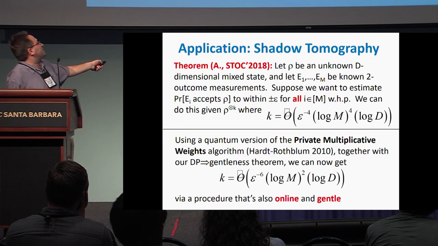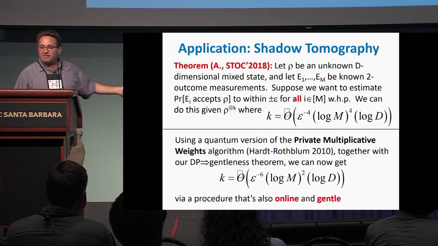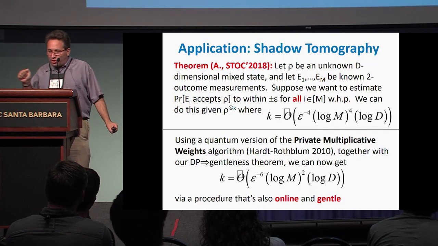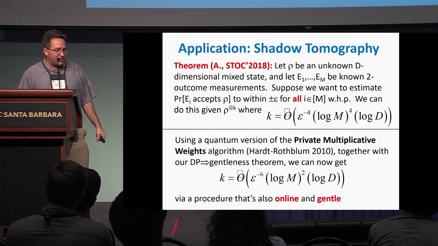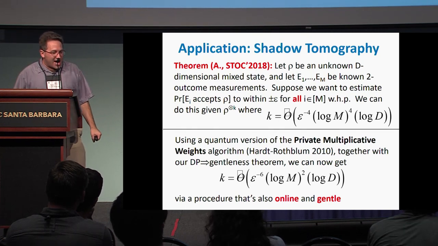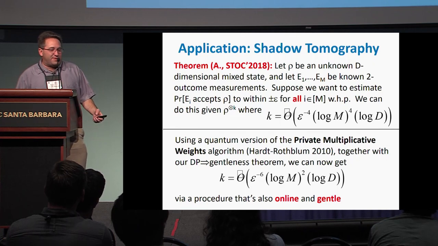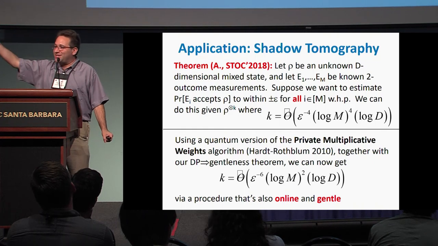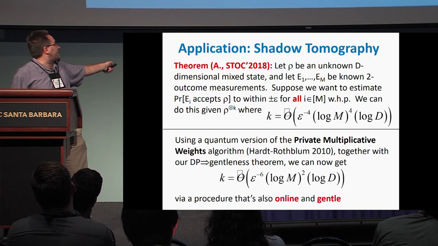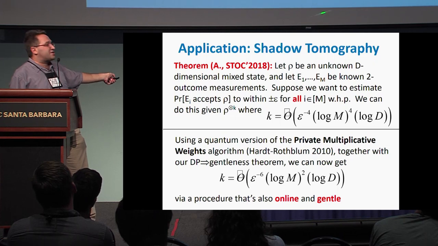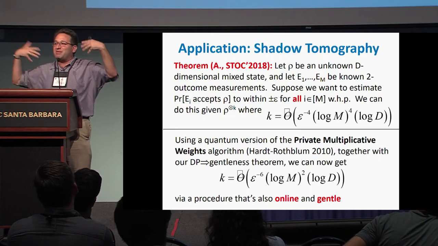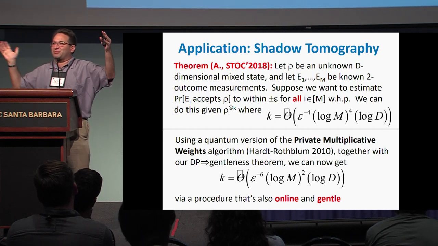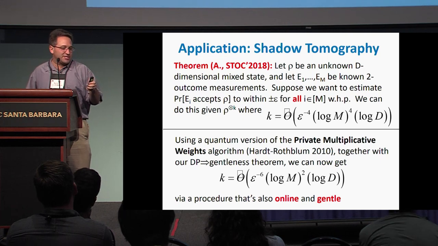Now we can use known results from differential privacy, in particular the private multiplicative weights, or PMW, algorithm of Hart and Rothblum, which Guy knew about, as well as our DP and gentleness connection, and we can actually improve this result. We get down the dependence on log of M from fourth to second power. More interestingly, we give a procedure that is online, so it can respond to the measurements one by one as it receives them, and it itself is gentle. After we're done, our copies of rho are still good to use for something else.